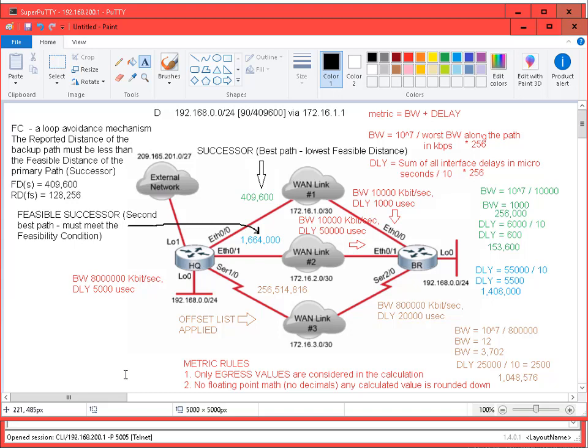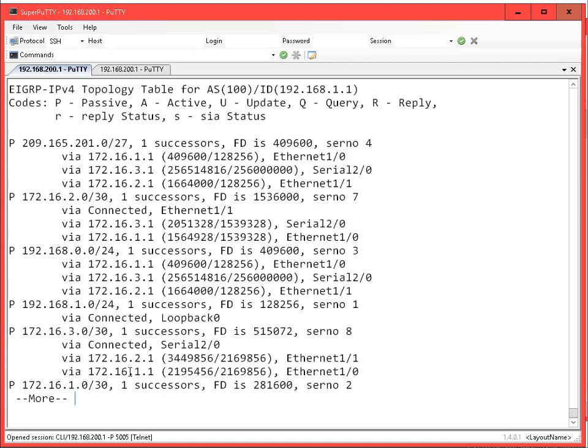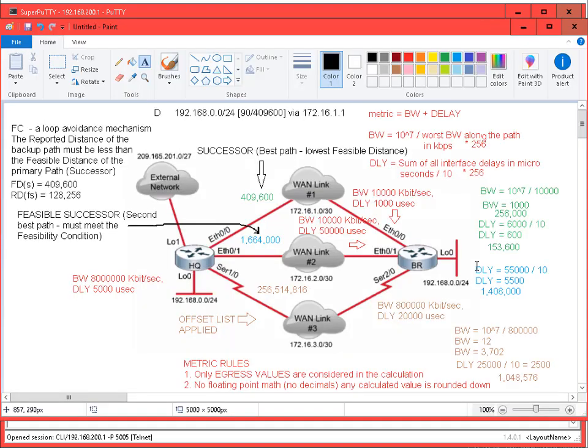All right. We definitely know that the third path does not meet the feasibility condition, because if I do an all-links, I can see here that the reported distance is way higher than the feasible distance of the best path, and that's because of that offset that we added. So this number would be added to whatever metric we calculated locally, and that's what we get to our overall path metric. But clearly this path does not meet the condition. All right. So I don't want to get into the whole concept of the failover just yet, because we still have a couple of other things to talk about.